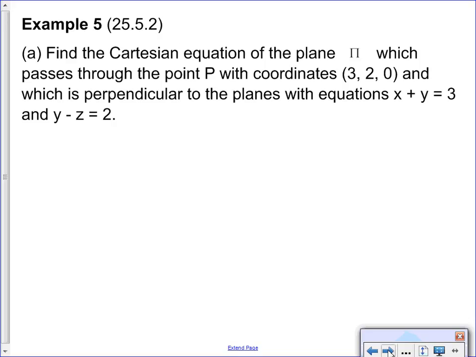All right, let's finish this now. Here we go. Two-parter. Part 1: find the Cartesian equation of the plane which passes through point P with coordinates blah, blah, blah, and is perpendicular to the planes with equations blah and blah. What do we need? That's the last step, because we're looking for the equation, if we got the normals to both the planes.